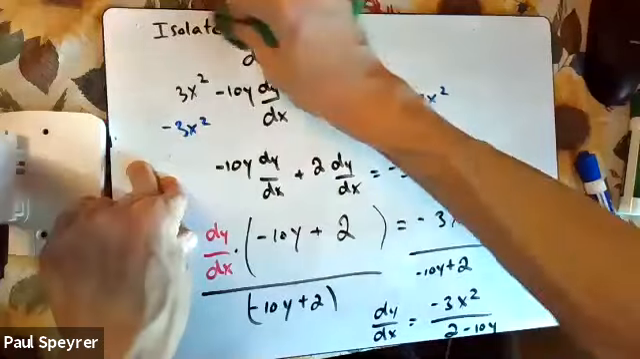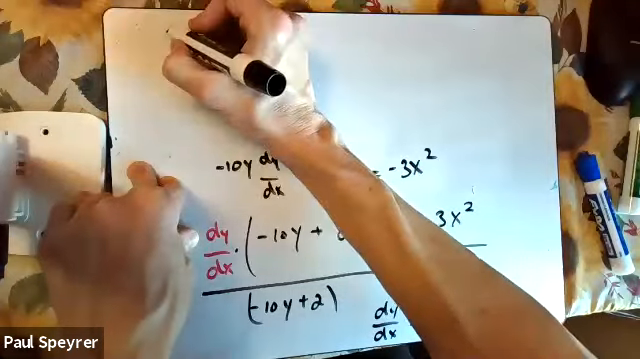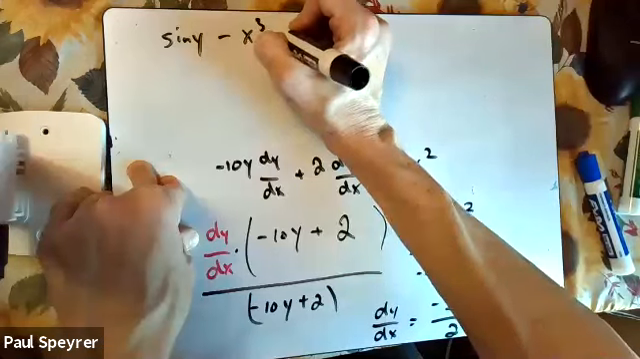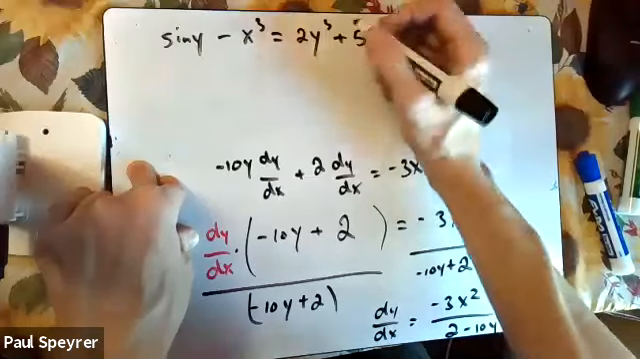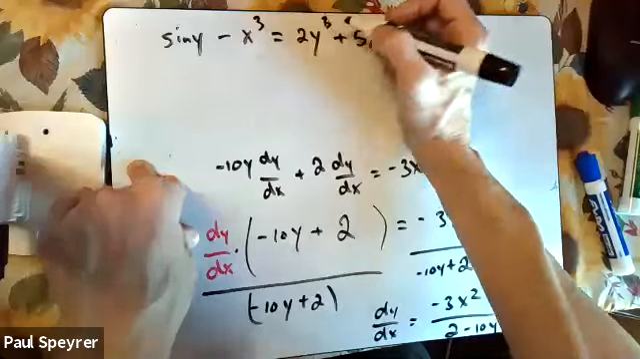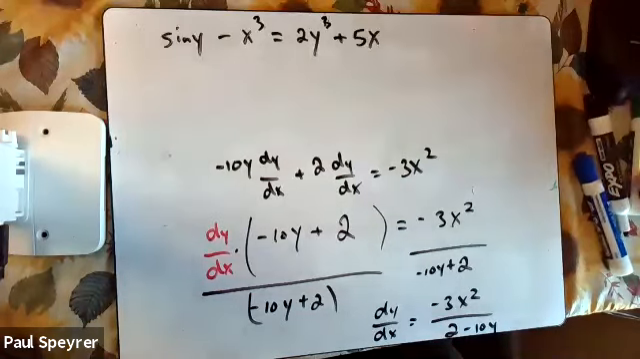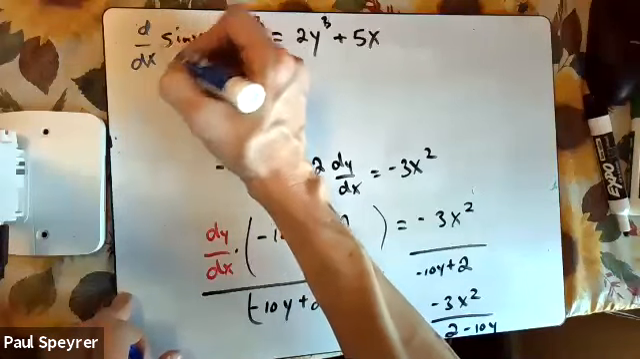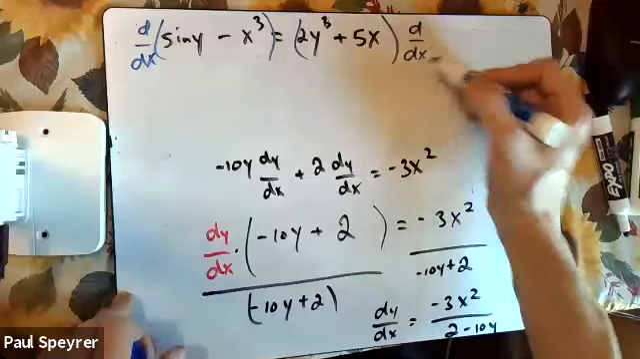Let's try sine of y minus x cubed equals 2y cubed plus 5x. So it's pretty nasty, right? You get the trig function, a y inside the trig function, a y cubed, all this stuff. But guess what? Same steps. Okay? d/dx of everything, both the left side and the right side. Everything gets the d/dx treatment.